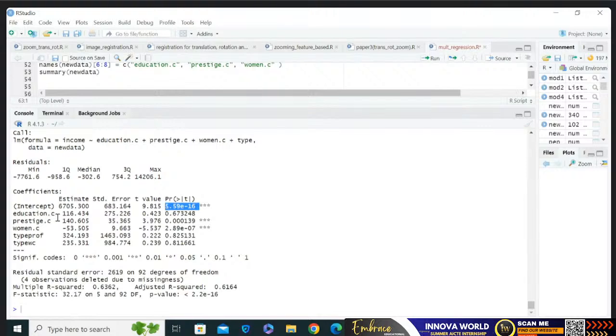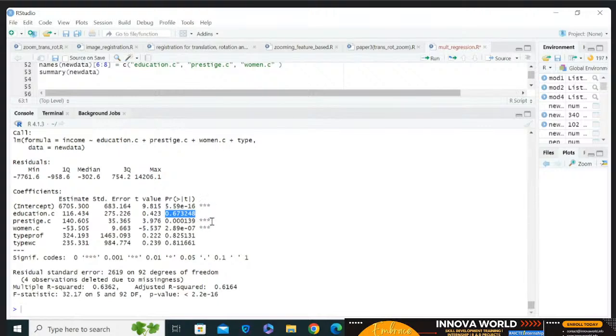For the education.c variable, you can see it is very large, right? It is far larger than 0.05 as well as 0.01. So this is not significant for our model, right? So from now on, we'll be omitting this variable from our linear regression analysis. If we want to improve this model, for the next model, we'll be eliminating this variable from our data, right? The prestige.c, it is very small, and you can see also here with these stars.